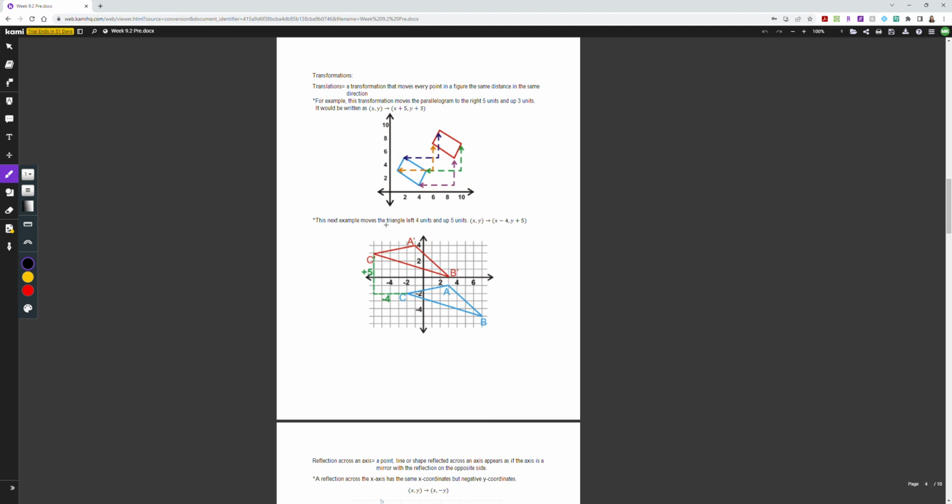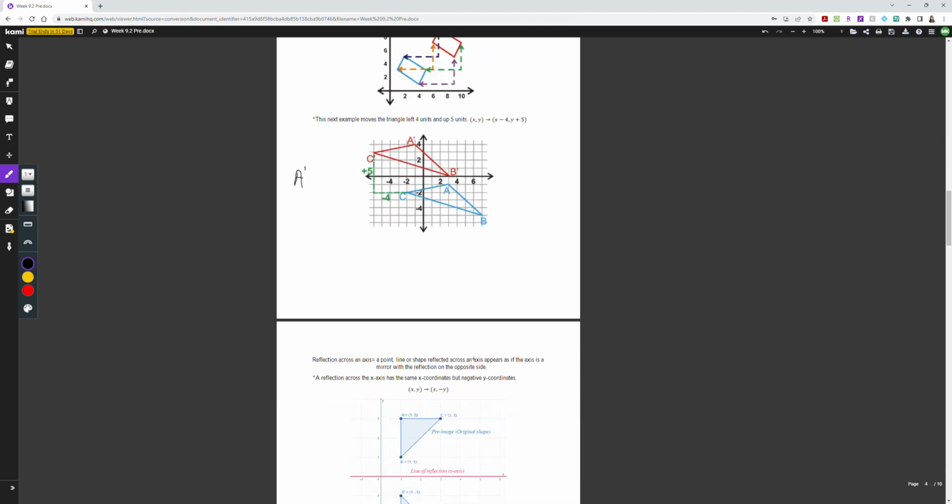Now let's look at this next example. By the way, if you ever see a small tick mark like this, it means it's the image. So this is the original and this is the image. Based on this, we know that the shape moved 4 units to the left and 5 units up, which is why we will write this translation as (x minus 4, y plus 5). If you have any questions about translations, bring it to your deep dive lesson.